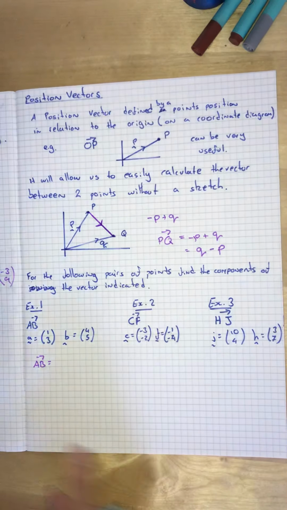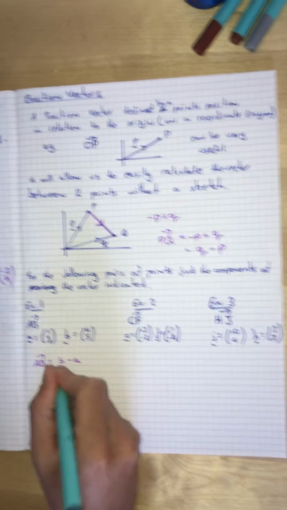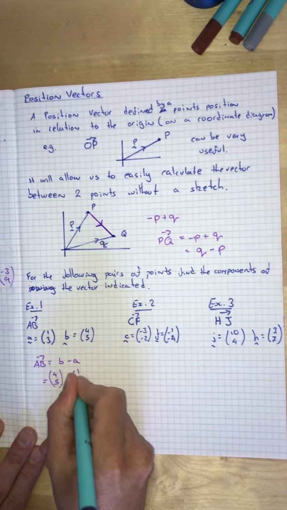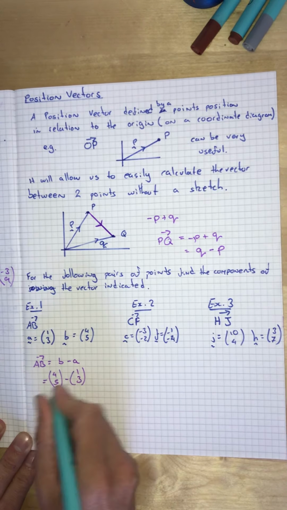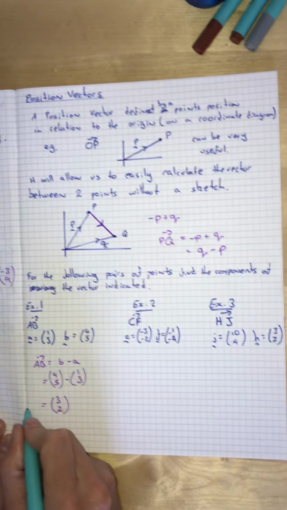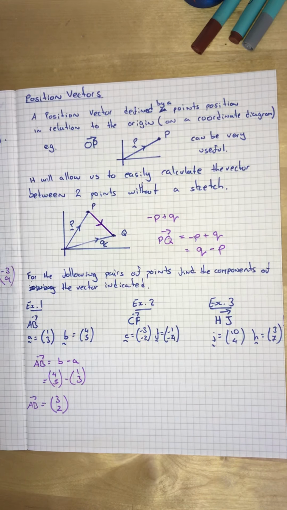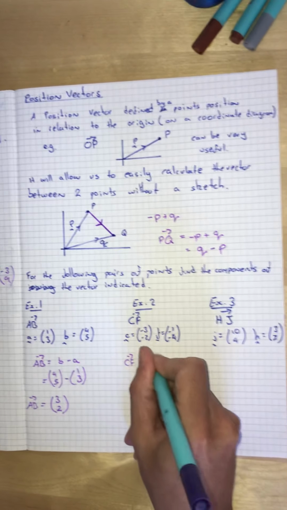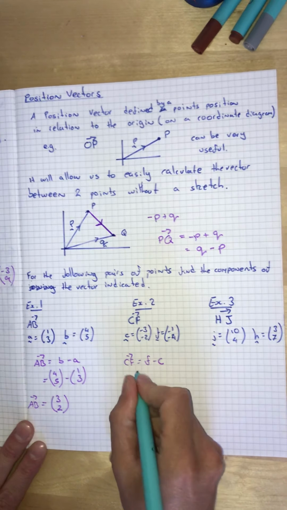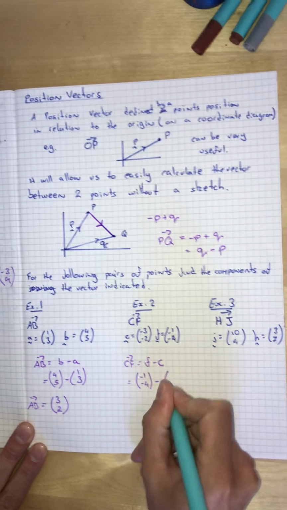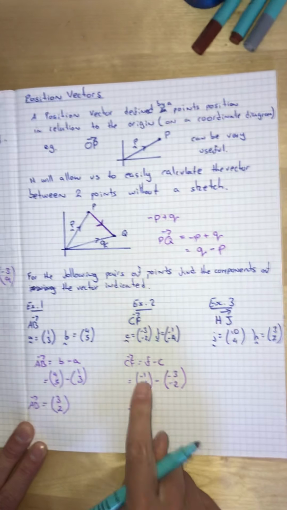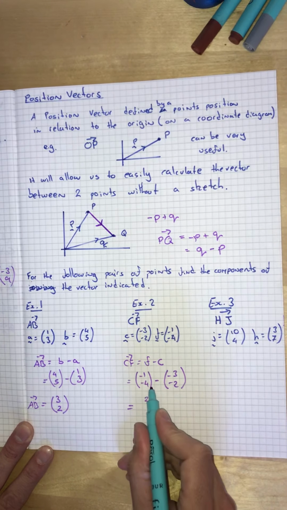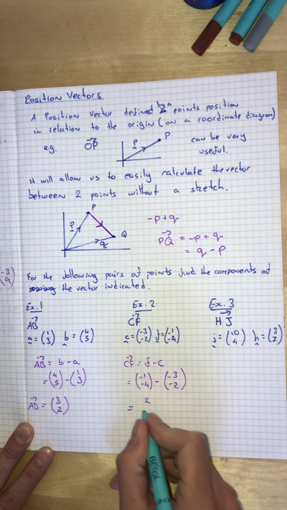So using this theory, the vector ab is b minus a. B is (4, 5), and A is (1, 3). 4 minus 1, 5 minus 3. So the vector AB is just (3, 2). Vector CF is just going to be F minus C, which is (-1, -4) minus (-3, -2). Negative 1 minus negative 3 will become negative 1 plus 3, which is 2. Negative 4 minus negative 2 will become negative 4 plus 2, which is just negative 2.